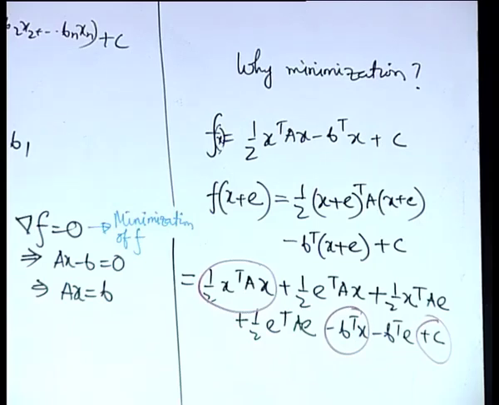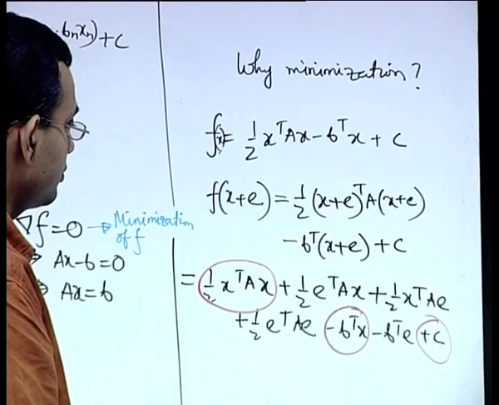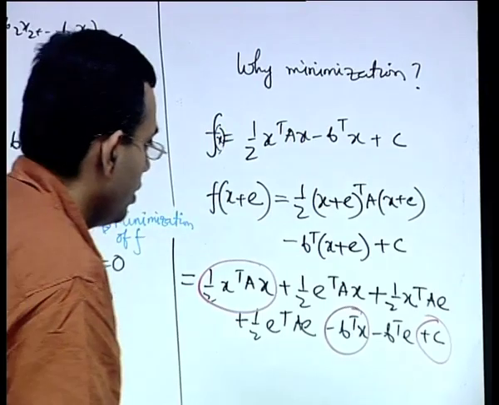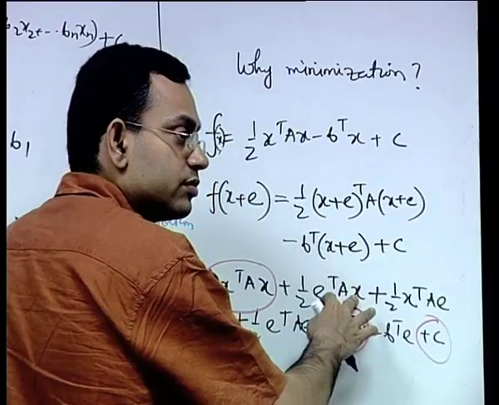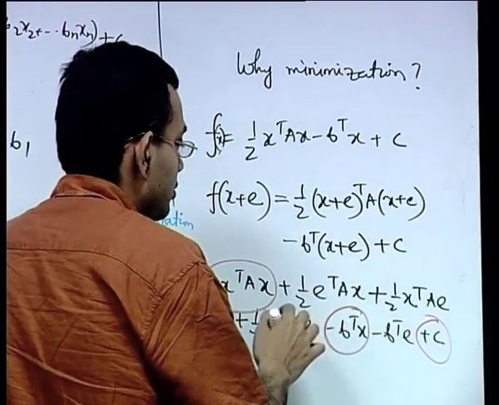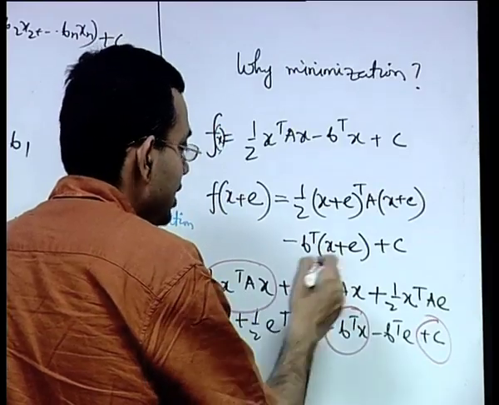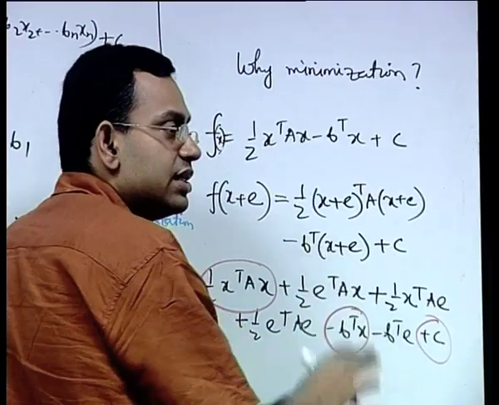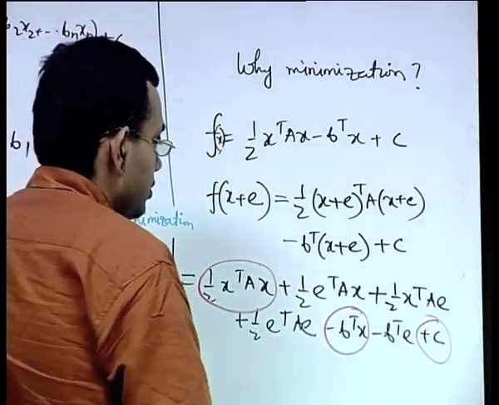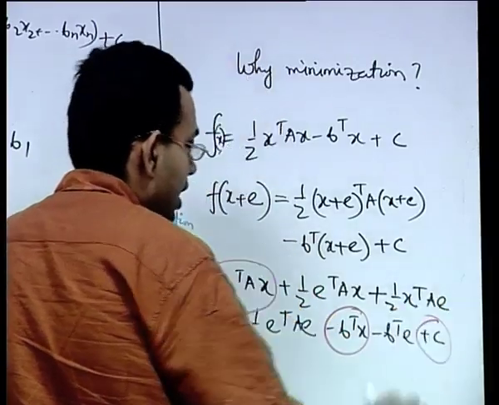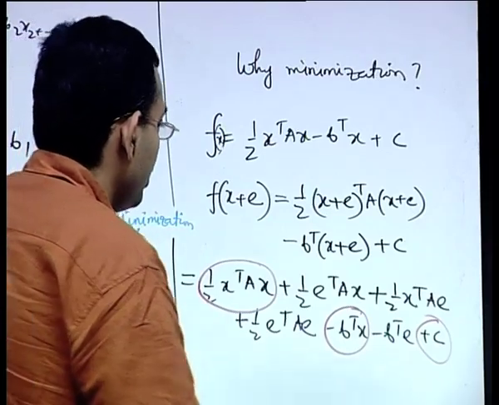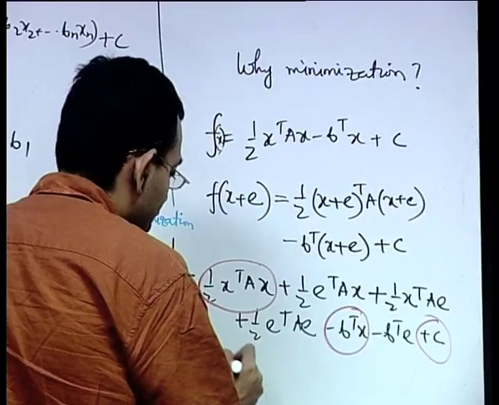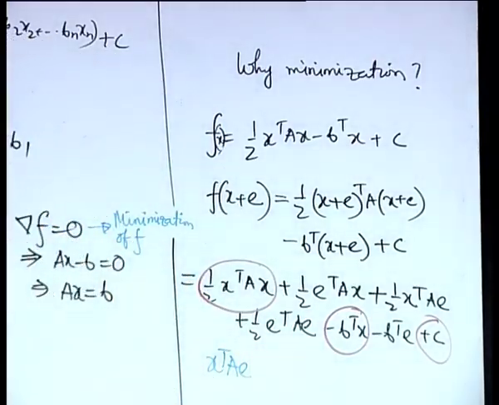Next we can make certain simplifications. Remember, E transpose A x is a scalar. So it is just like x transpose A x, in place of x it is E. Similarly, x transpose A E. So you can write x transpose A E as follows.